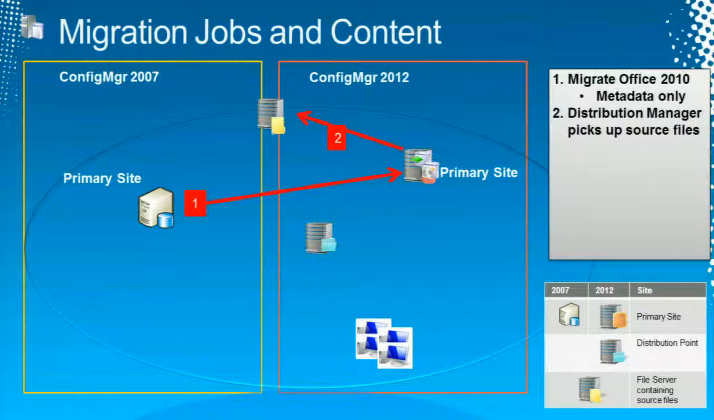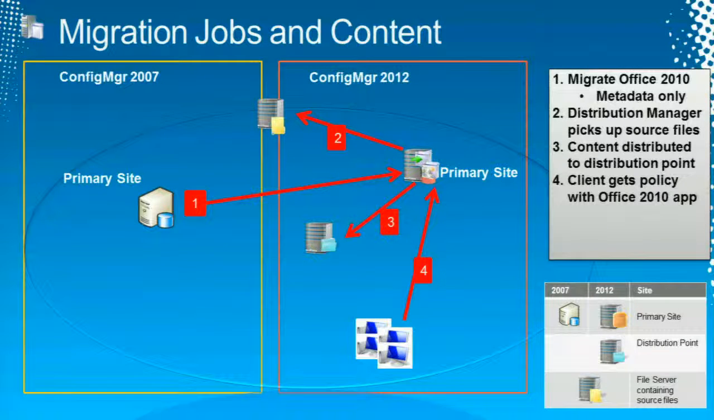I go ahead and have Distribution Manager pick up the source files from my 2007 source location. Because what I want to do is migrate not only the metadata, but also migrate over the content. So it's on a 2012 DP. So I point to that original source location. I get those files. I distribute those files, that content, to a 2012 DP, and now I deploy that application or that package to my clients so they get the Office 2010 content.